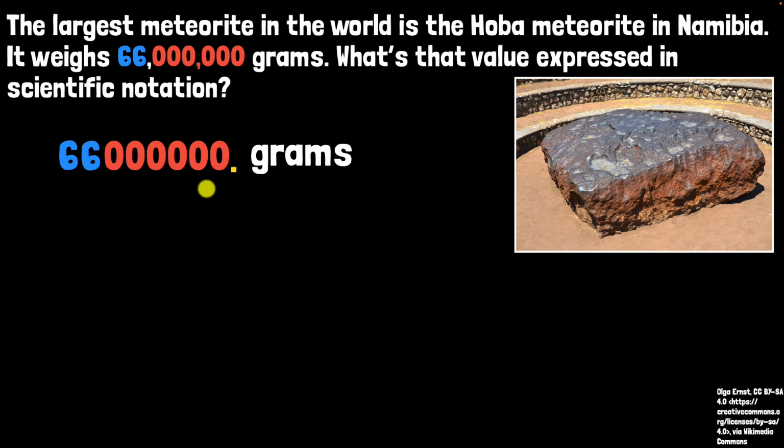Okay, will it be a positive or negative exponent? Well, just think about it. This is a big number, so it's going to be a positive exponent. Okay, so let's count how many times you have to shift the decimal. So 1, 2, 3, 4, 5, 6, 7.